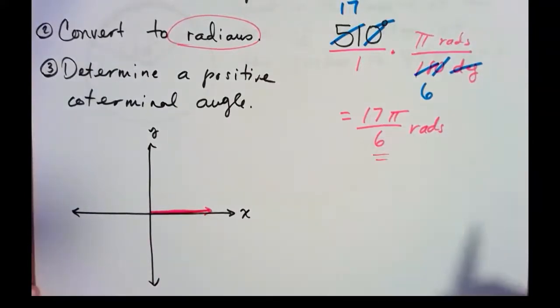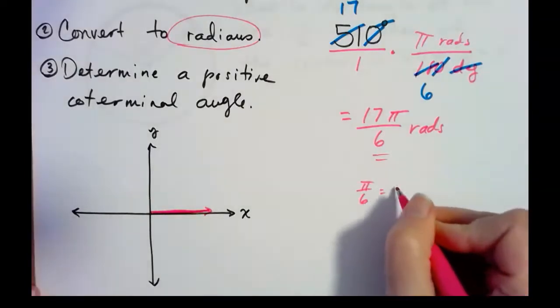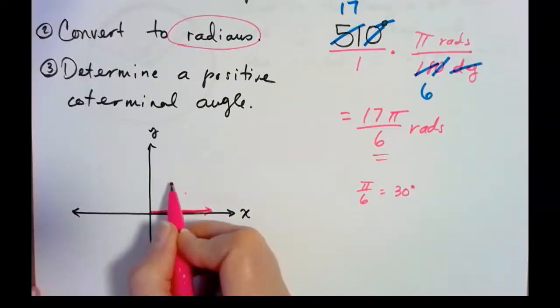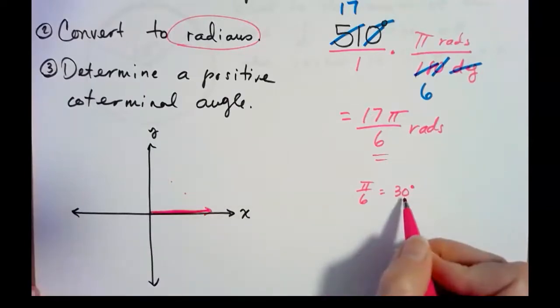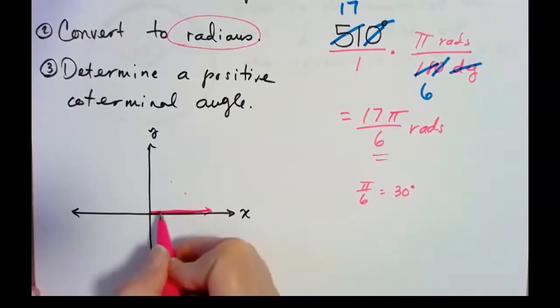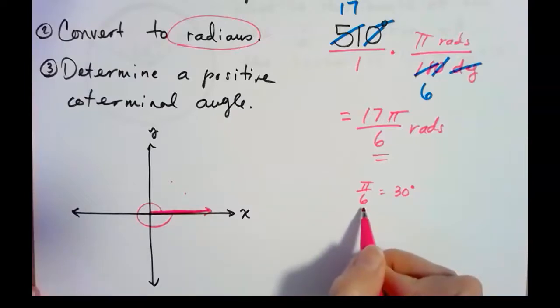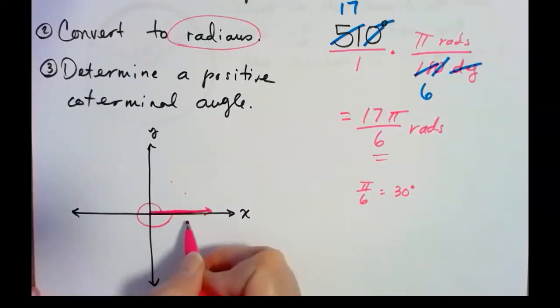I'm going to count it in terms of units of pi over 6. Remember, pi over 6 is equal to 30 degrees. So there are 1, 2, 3 sixths in this first quadrant, because 3 times 30 is 90. So if we go around once, that is 12 sixths. If we went around twice, it would be 24 sixths.